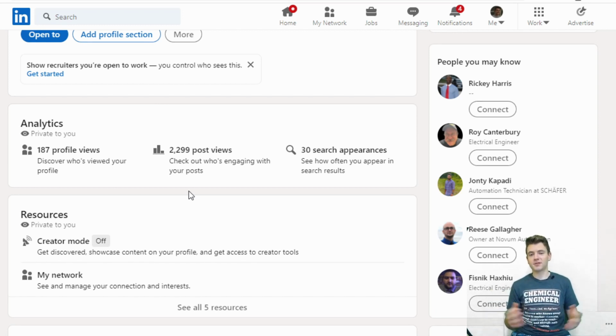And I've been in 30 searches, so not a ton, especially since I'm not looking. I don't have open to work checked. That probably eliminates me from a lot of people's searches.